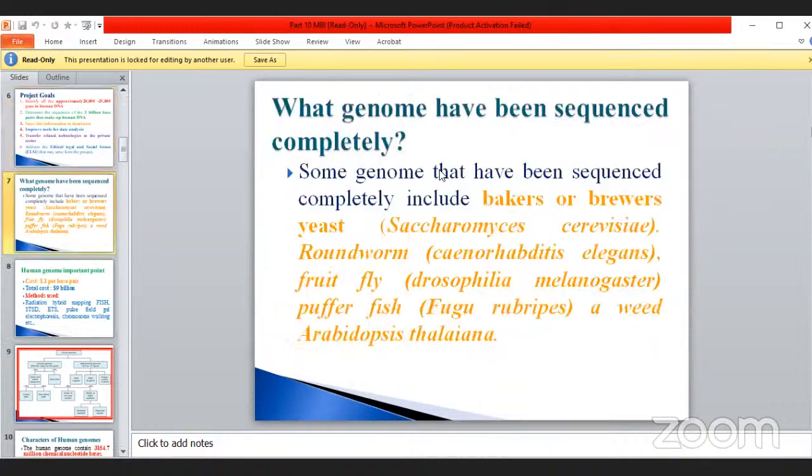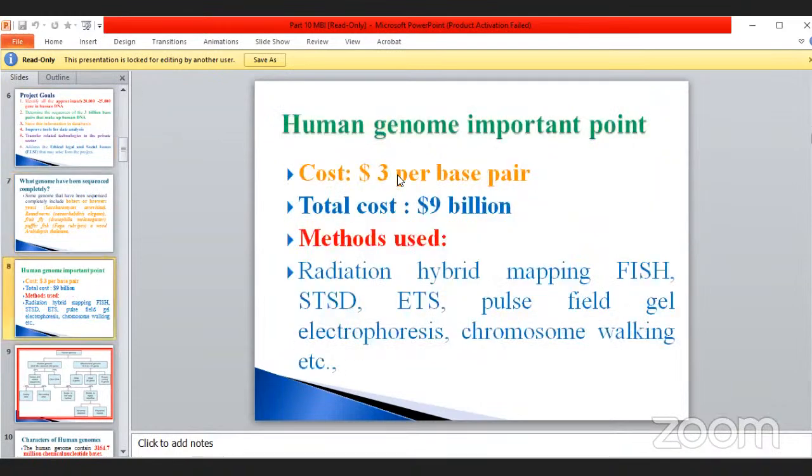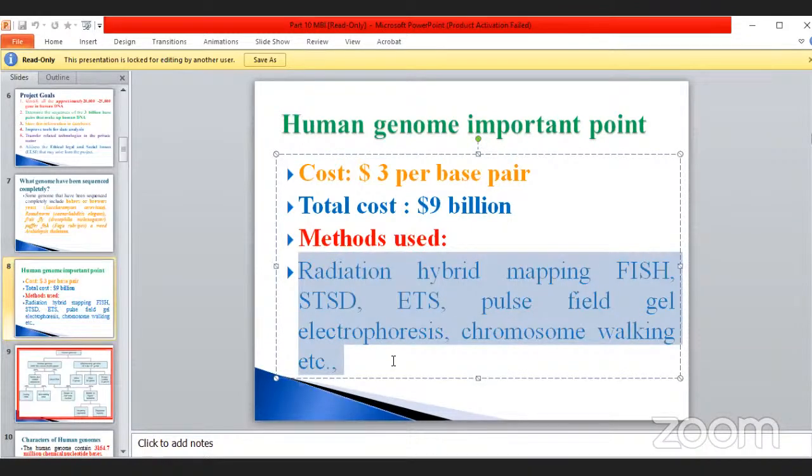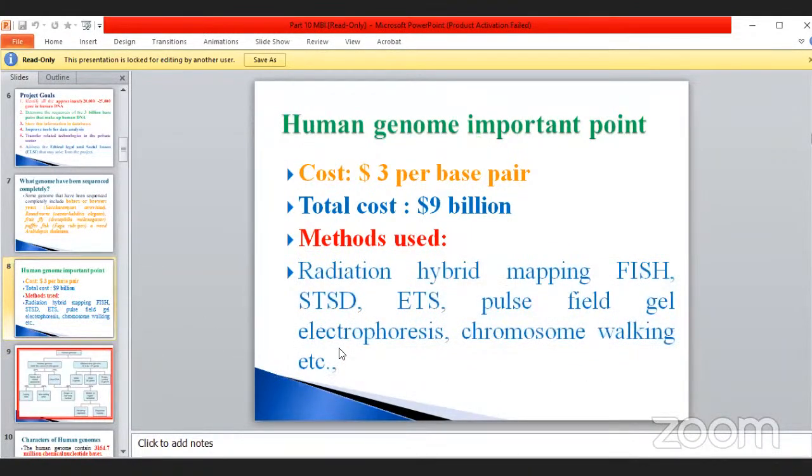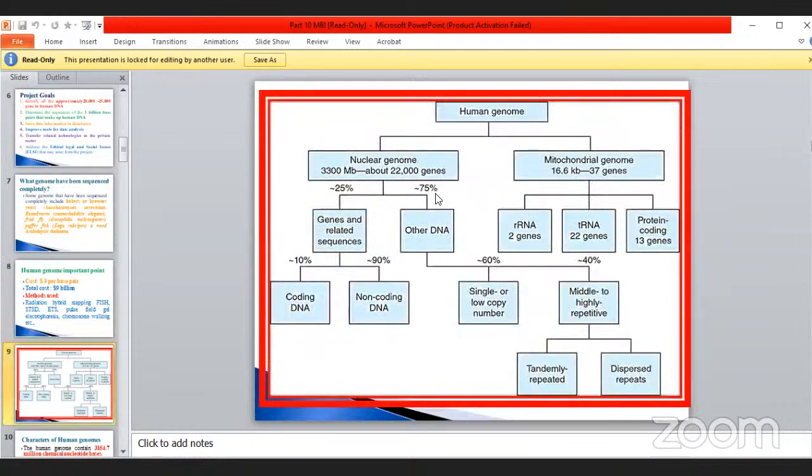And what human genomes have been sequenced completely? These are the test samples that were taken, and the cost, how much will it be? $3 billion, the entire project about $9 billion. And what are the methods? This is very, very important, my dear. This is the method they used: radiation hybrid mapping, FISH, STS, ESTs, pulse field gel electrophoresis, chromosome walking, etc. Tomorrow you must note it down. Don't forget, my dear, you have to find out these answers also.